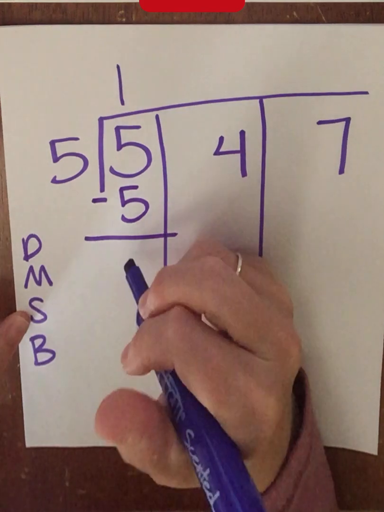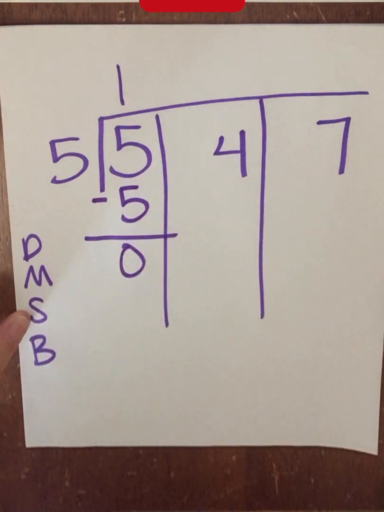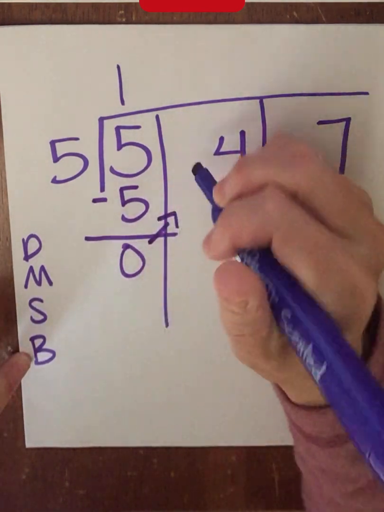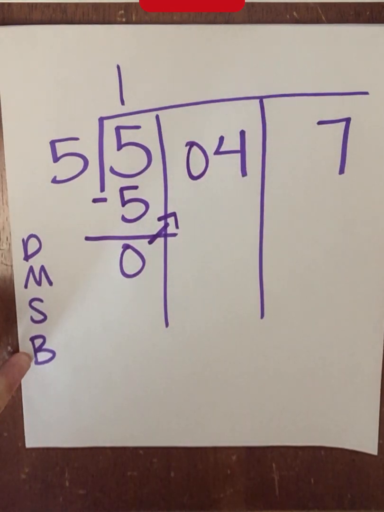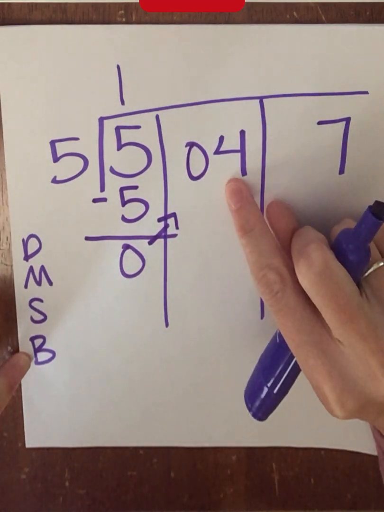5 minus 5 is 0, okay? And then I need to bring over. So I'm going to bring over this 0, okay? Now looking here, I have the number 4, okay?